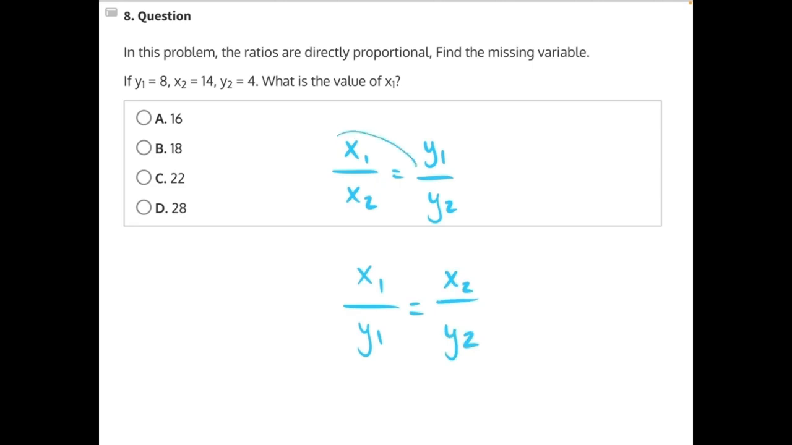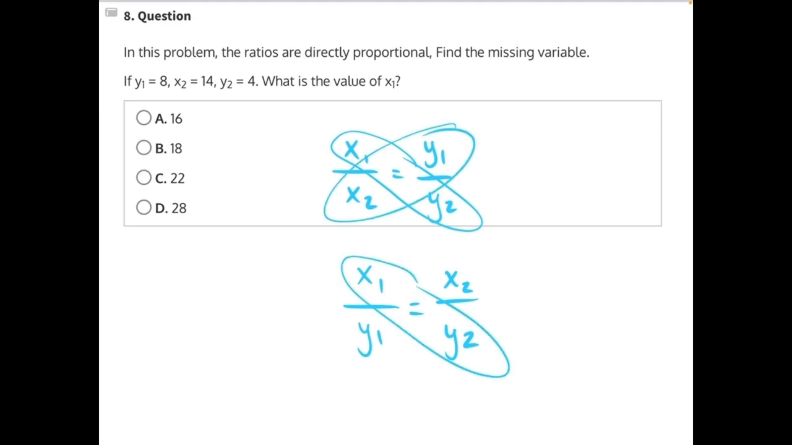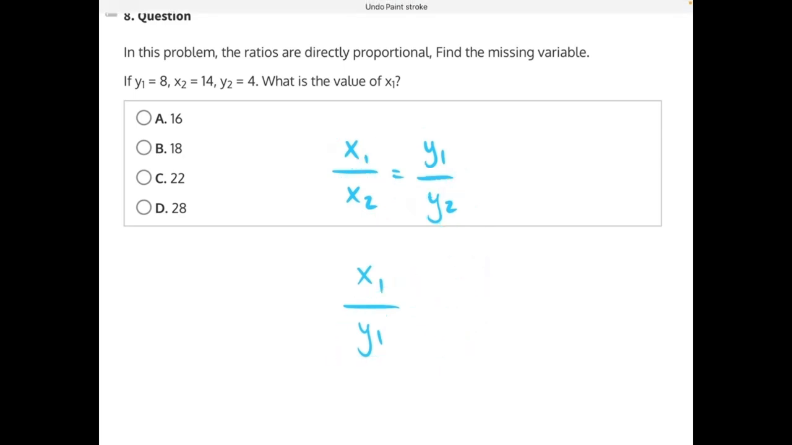No matter how you cross multiply, you'll still have the same result. Here we have x1 times y2. Here we also have x1 times y2. y1 times x2, y1 times x2. So as long as you have a proportional pattern, you can set it up either way. We'll go with this one for now.